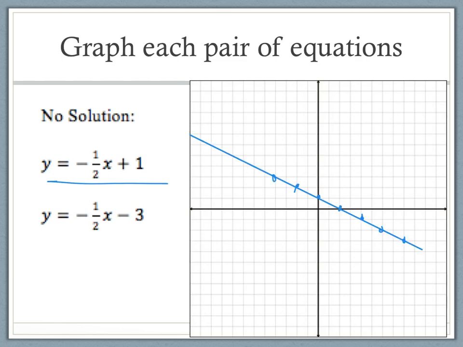You might want to pause it and jot that down. And now here's my second line. I'm going to start at -3, and I'm going to do that same slope, down 1 over 2. I go ahead and graph that. If you want to pause it and graph it, you can.